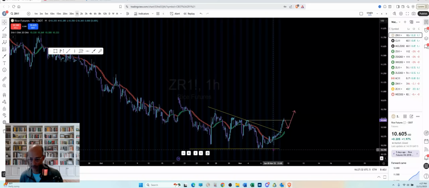You can easily put a horizontal line at the bottom here, multiple touches on this area, and then a break above the trend line. Okay, Heiken Ashi Smooth turning upwards. I wouldn't say it's 100% confirmed yet, but there's something different about this whole area versus what we've seen over the last couple of months. Okay, and so I expect to see price continue to go higher. That's my guess. We'll see if that plays out.